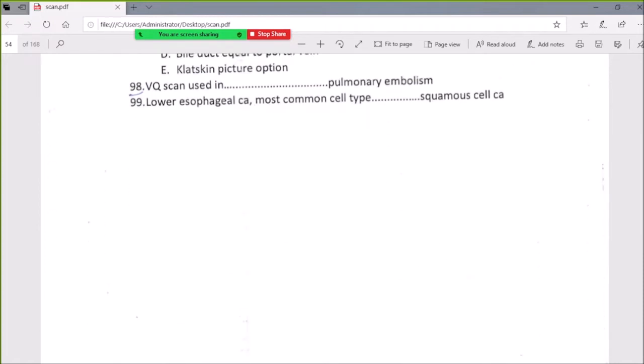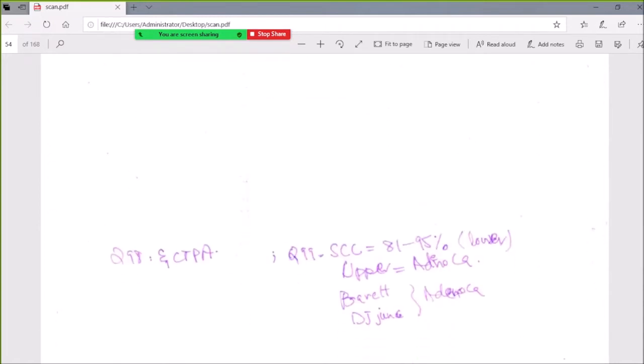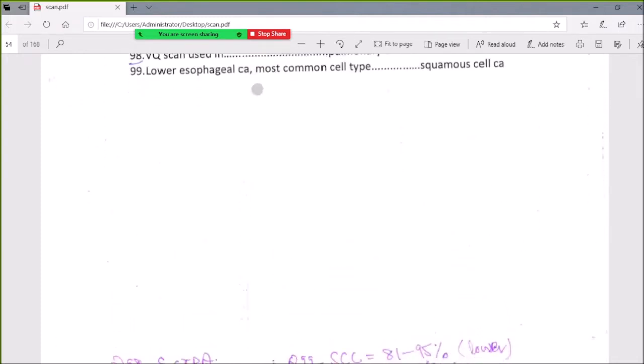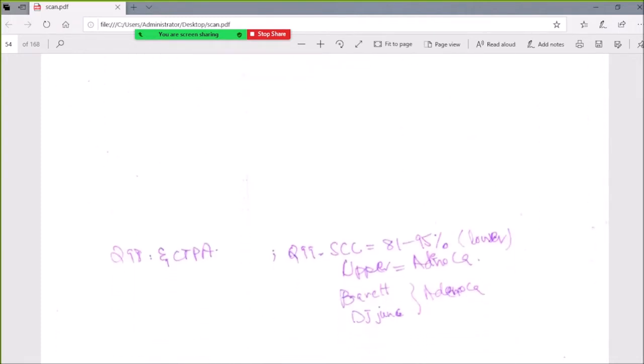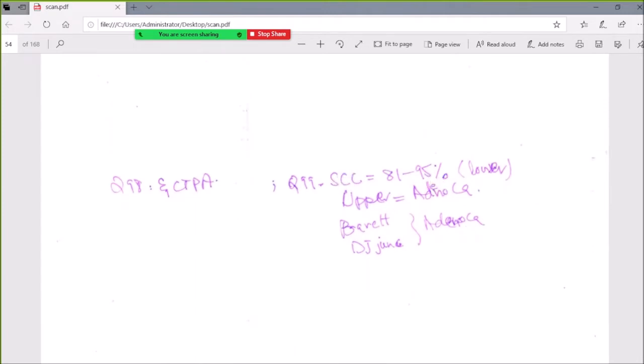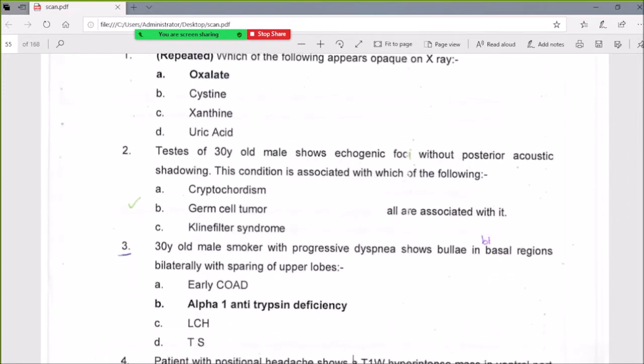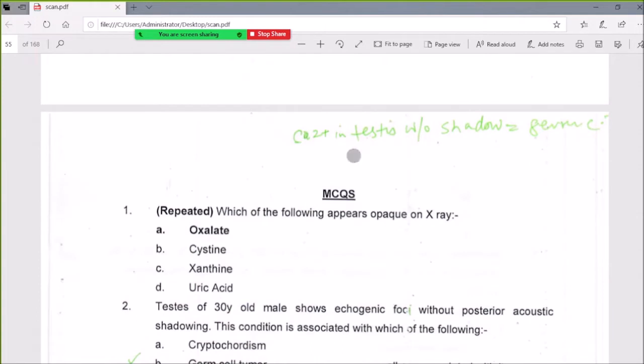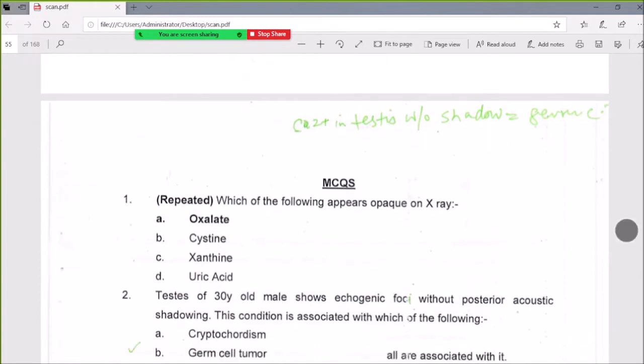VQ scan used in pulmonary embolism, and CTPA is also used in pulmonary embolism. Now, lower esophageal cancer, most common cell type squamous cell carcinoma. Squamous cell carcinoma is 81 to 95% in lower part of esophagus. Upper part is adenocarcinoma, and Barrett esophagus at gastroesophageal junction causes adenocarcinoma. Carcinoma in testes without shadow is germ cell tumor.